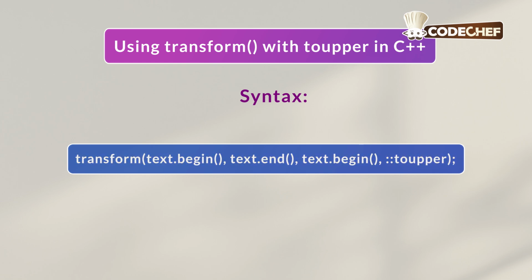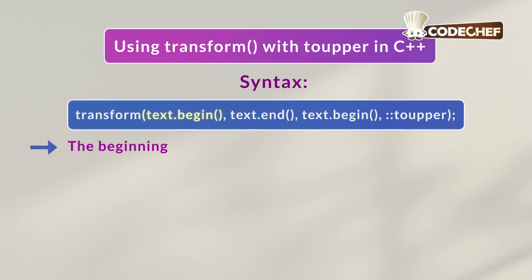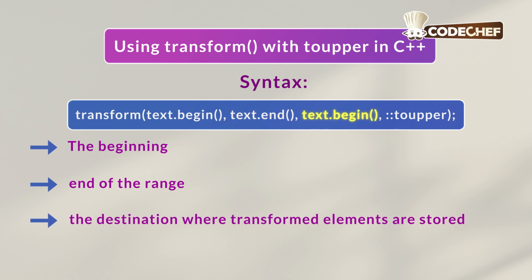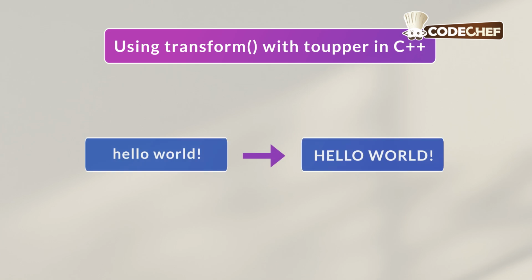So here you can see the transform function takes mainly 4 parameters. The first one, text.begin, is showing the beginning of the string to be transformed. Then text.end shows the end of the range. Text.begin is again the destination where transformed elements are stored. And then toupper, this is the operation to perform, which means the operation is basically to transform the string into uppercase.